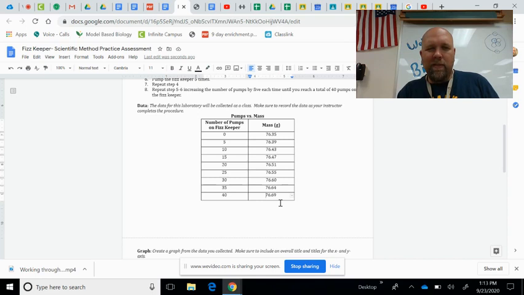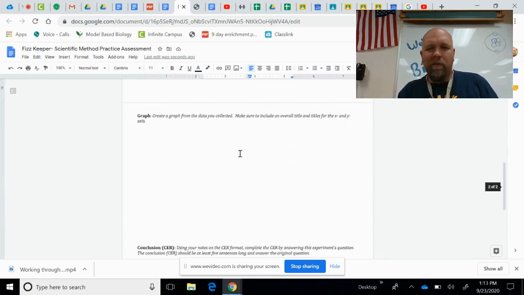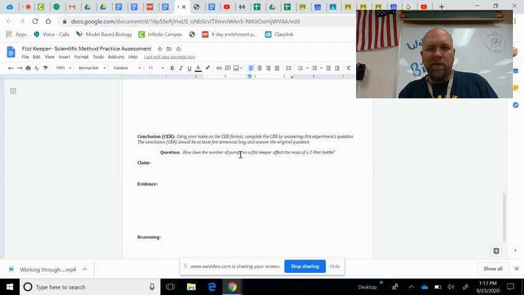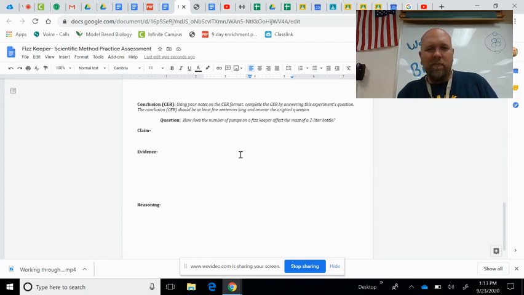Then you're going to write the CER. How does the number of pumps on a Fizz Keeper affect the mass of a 2-liter bottle is your question. So state a claim. Basically, answer the question without saying why or because. Your evidence is your data table and your graph. You can just copy that right into here.